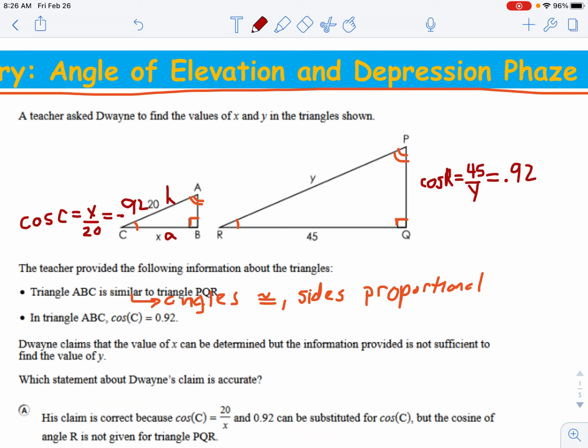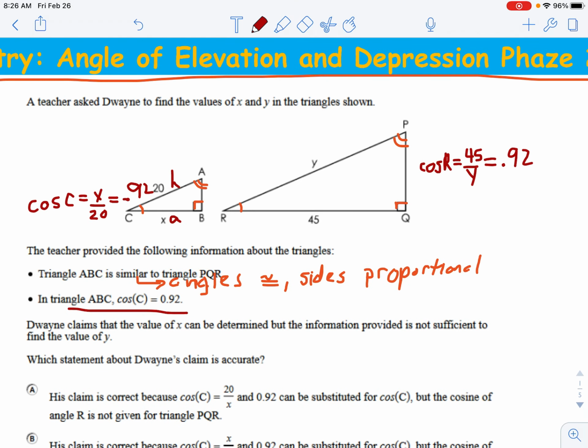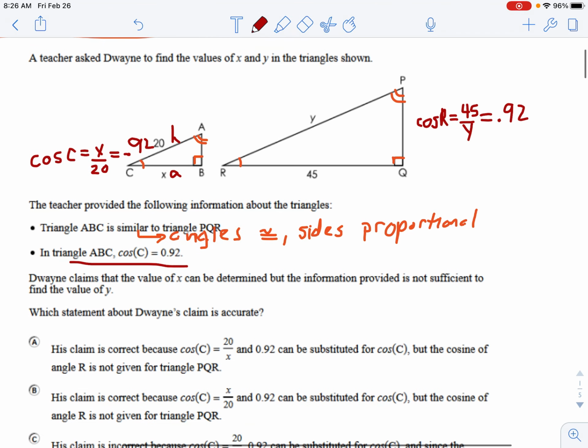All right. Trig ratios are side proportions or side ratios that dictate angle measures. So we just reviewed some stuff based off the information the teacher gave. Dwayne claims that the values of x and y can be determined, but the information provided is not sufficient to find the value of y. Which statement about Dwayne's claim is accurate? So Dwayne claims that the value of x can be determined, but the information provided is not sufficient to find the value of y.